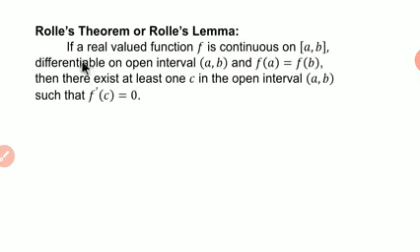Remember, Rolle's theorem is applicable for a real valued function if that function is continuous on the closed interval and differentiable in the open interval a to b, and the value of the function at the left boundary is the same as the value at the right boundary, that is when f of a is the same as f of b. At that time there exists a real number c in the open interval a to b such that f dash of c is equal to 0.